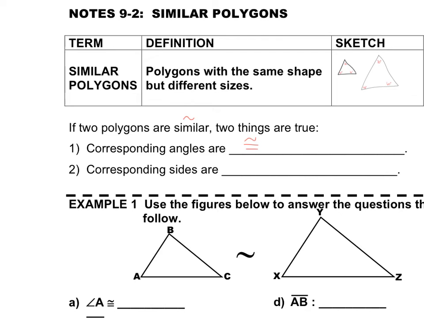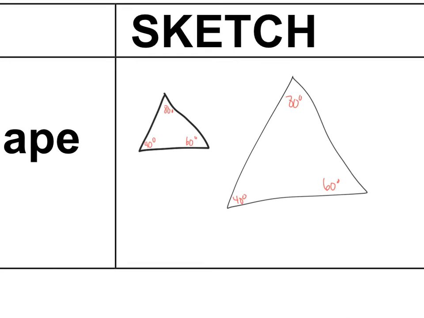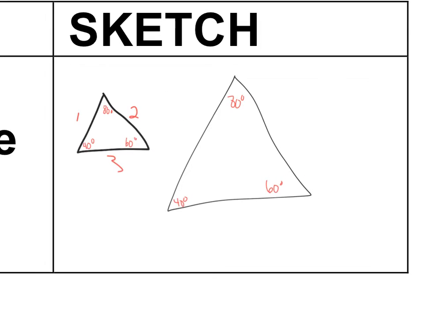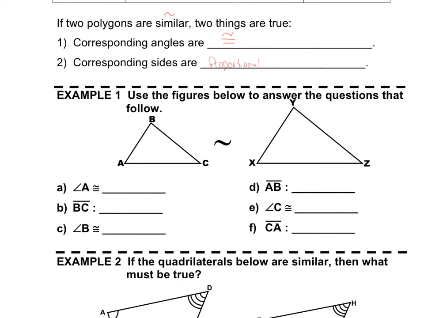They also have to have corresponding sides that are proportional. Because like these up here, well, they're different sizes, right? So maybe the lengths are 1, 2, and 3. Well, then maybe over here, they're 2, 4, and 6. So if I was setting up proportions, well, they're all just multiplied by 2, so they're all the same. And we'll get more into that later. For right now, let's see if we can name some things.